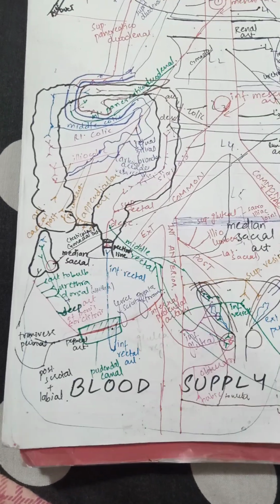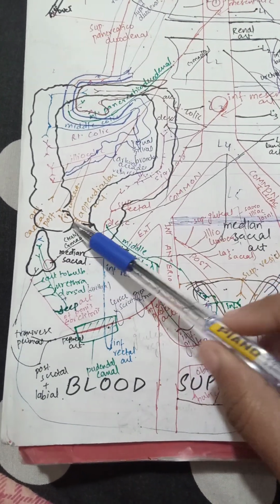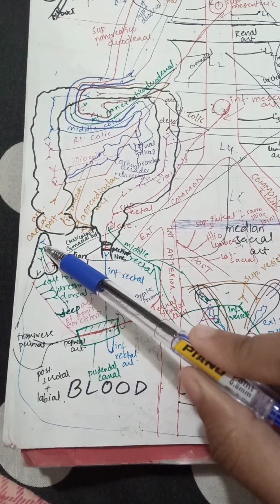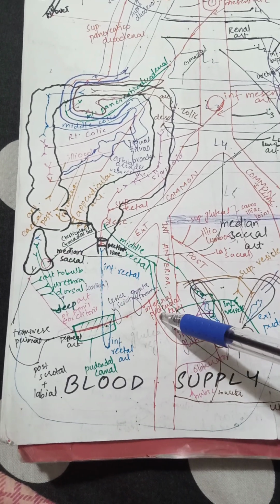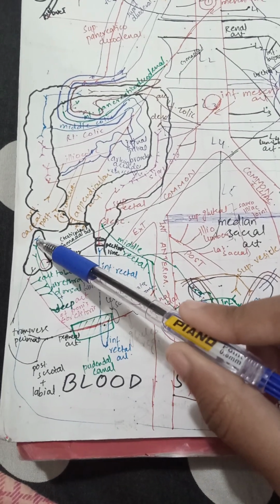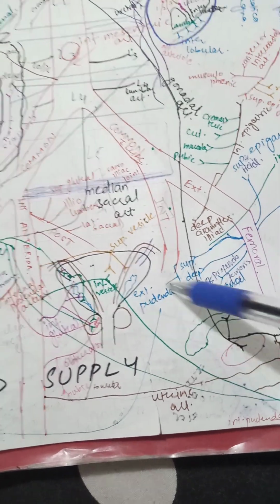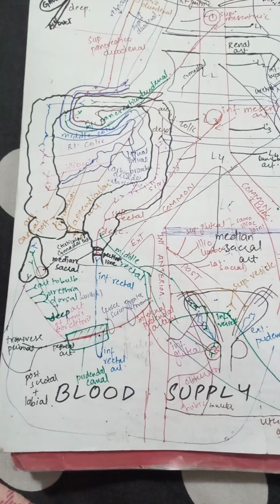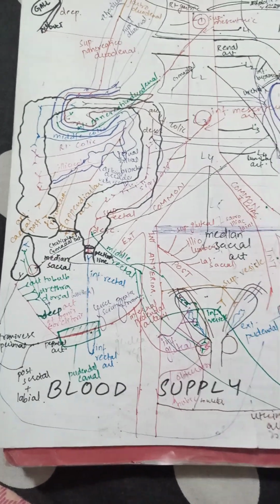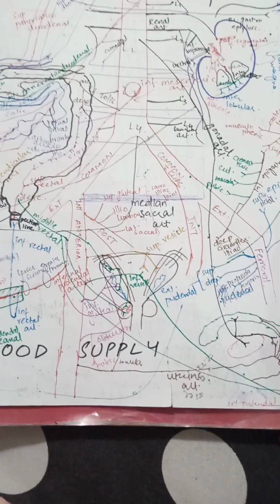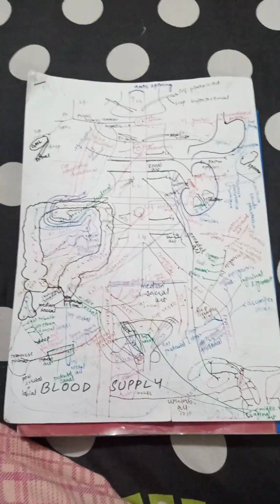And the leftover branch is the external pudendal. This is the internal pudendal artery, no? The external pudendal, that was the branch of the external iliac artery. This external pudendal will also supply the reproductive organs. We've discussed the cutaneous supply. This was all about the blood supply of the pelvis. If you have any query, you can ask.